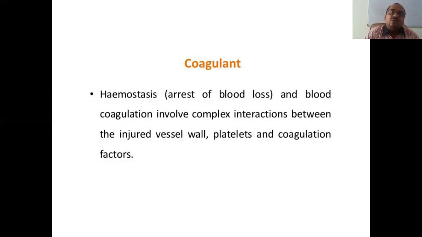Blood coagulation involves a complex interaction between the injured vessel wall, platelets, and coagulation factors. It is very complex in nature. It is not easy. There are nearly 13 factors to clot the blood. Keep in your mind, 13 coagulation factors are there.